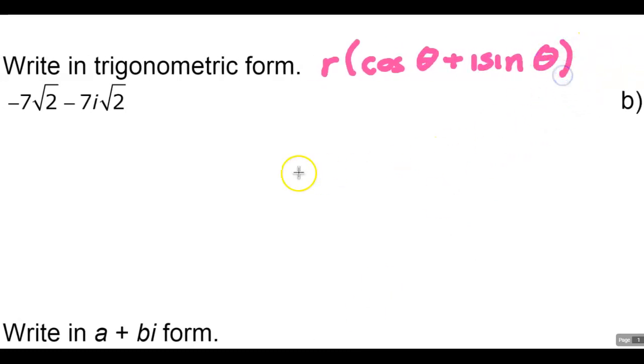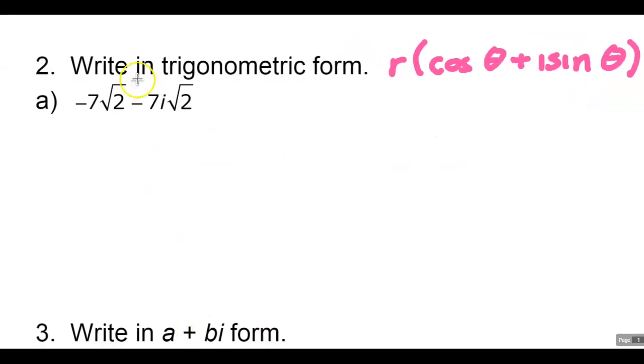All right, so we know what that is. That means from this information, we need to come up with what the radius is and what theta is, and just put it right in this form. First things first, let's do the radius. It's good to know also what quadrant we're working in here.